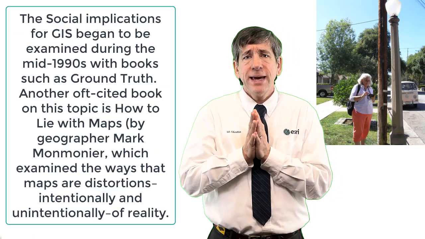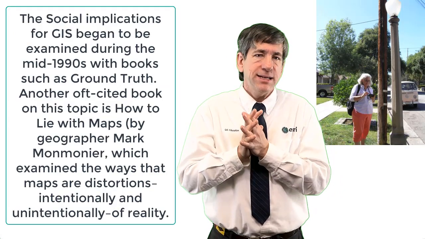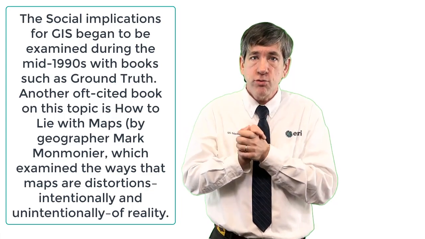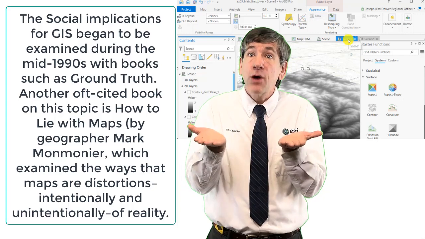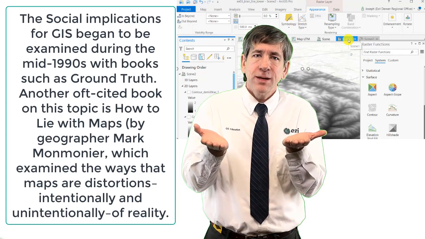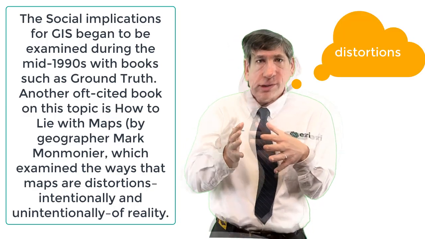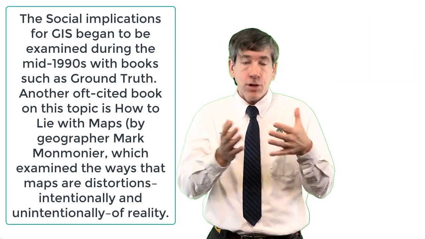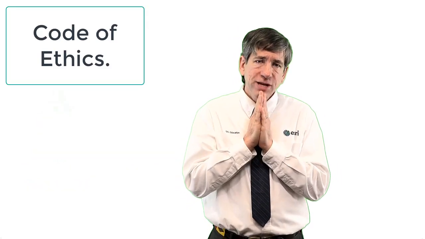The social implications for GIS began to be examined during the mid-1990s with books such as Ground Truth. Another oft-cited book on this topic is How to Lie with Maps by Mark Monmonier, geographer, which examined the ways that maps are distortions, intentionally and unintentionally, of reality. Code of ethics. Let's chat about that.